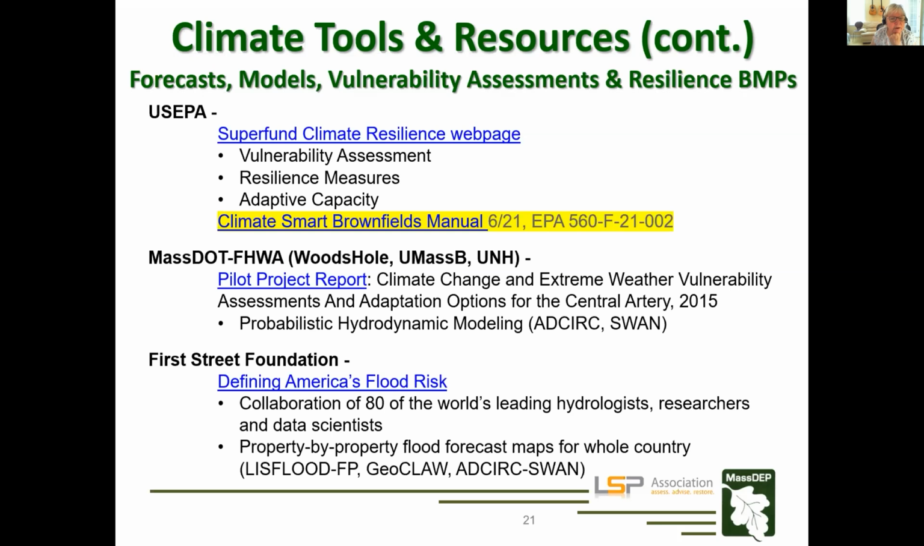MassDEP did a pilot project. Their information is helpful. There's an organization called First Street Foundation that did a nationwide assessment looking at America's flood risk. Some very good information on that link as well. And next one.